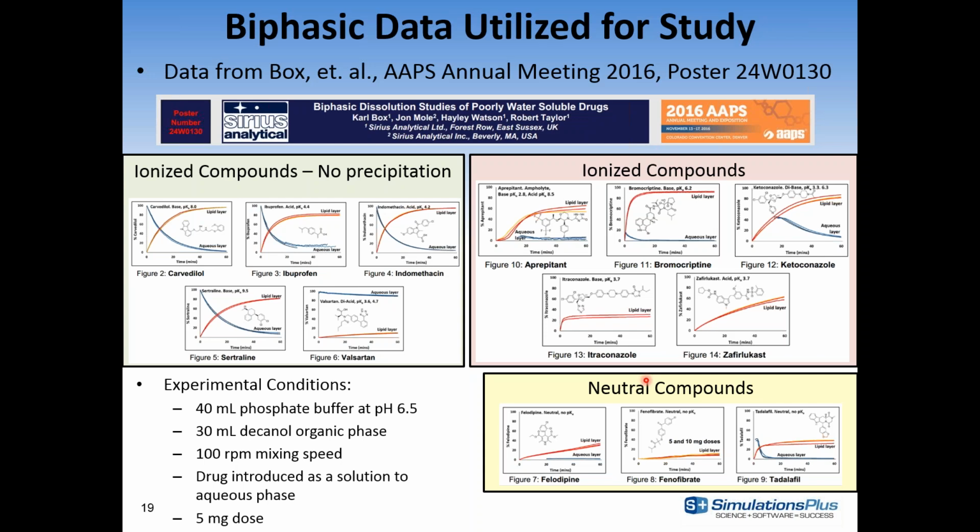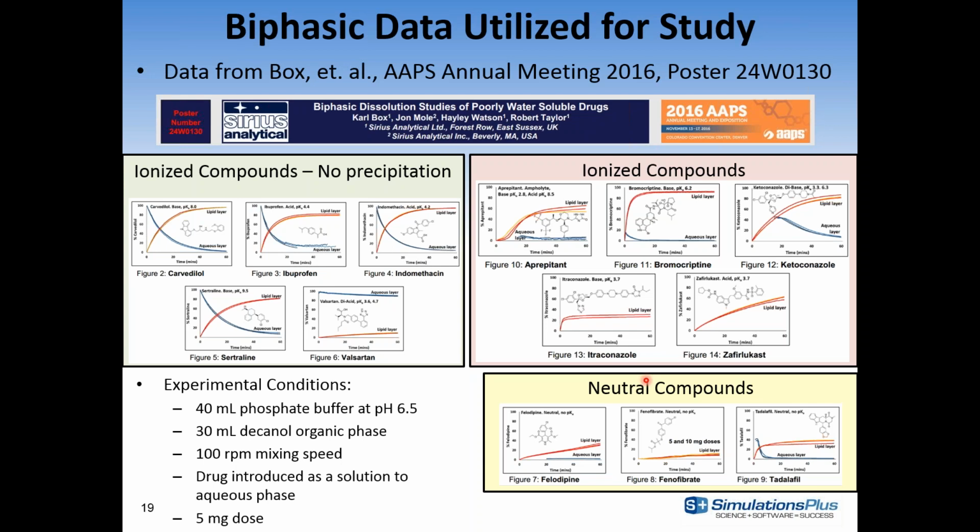These were all done in phosphate buffer, and these are all solution doses. So based on the solubility at pH 6.5, there will either be precipitation or no precipitation. I think for the compounds on the left there was very little, if any, precipitation in any of those, based on the level of supersaturation and/or propensity to crystallize.